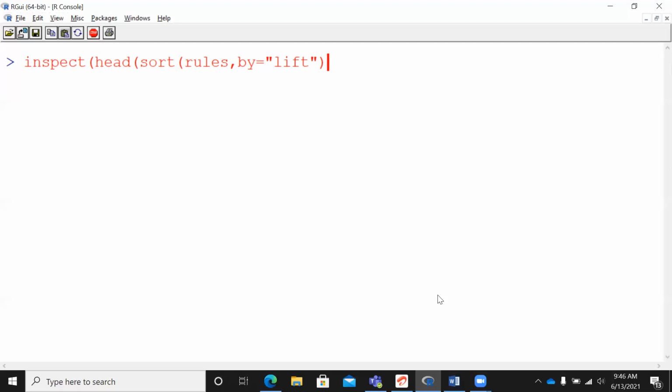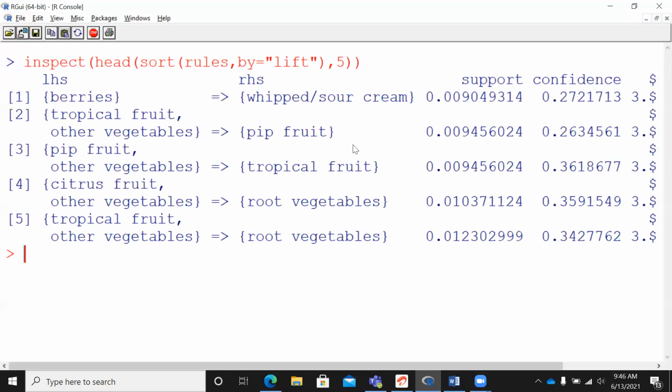The question is, how many rules do I want to extract? I want to extract 5 rules here. Therefore, I'm providing 5, right? So I've opened 3 brackets here, and I made sure that I have used 3 brackets to close this particular function. Very interesting. What do you see here? The moment you execute this particular command, it returns the 5 major rules, right?